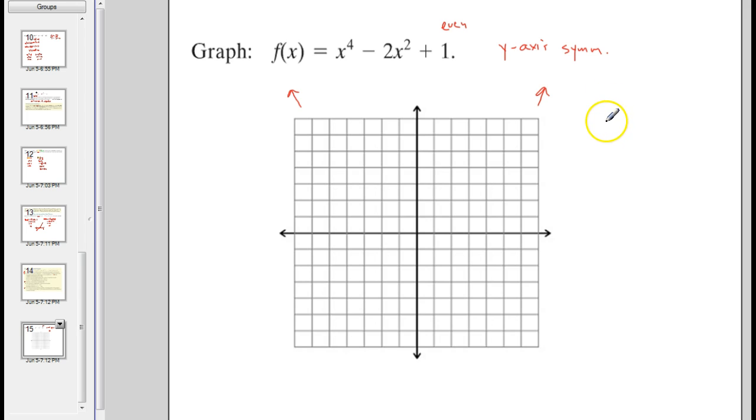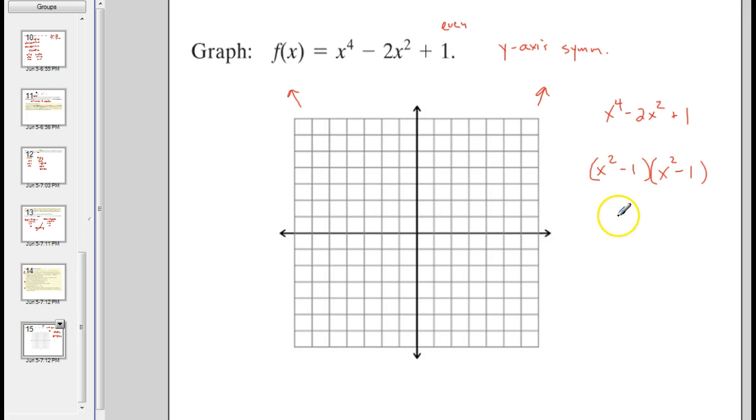Alright, now the zeros. x to the fourth minus 2x squared plus 1. This is not quadratic, but it's what we call quadratic in form, meaning that the power on the highest term is double the power on the middle term. So this can be factored. Alright, so this is x to the fourth. When you have something quadratic in form, instead of x and x, you'll have x squared and x squared. And then I need two numbers that multiply to positive 1 and add to negative 2. Well, that's just negative 1 and negative 1.